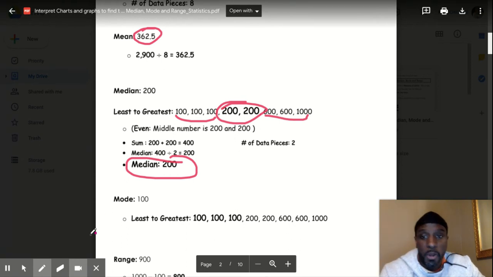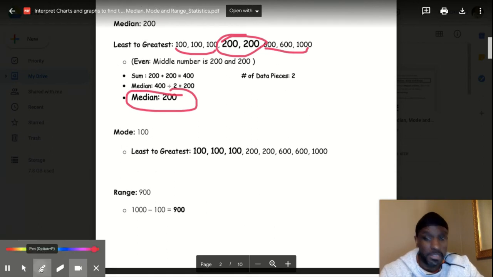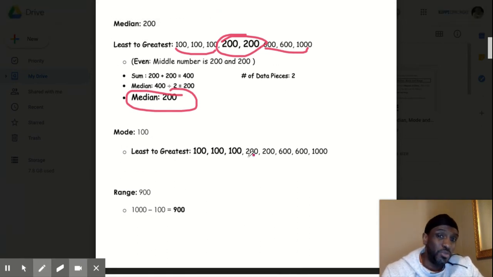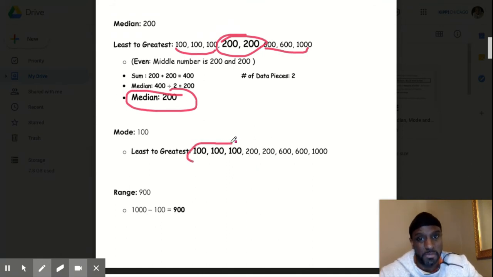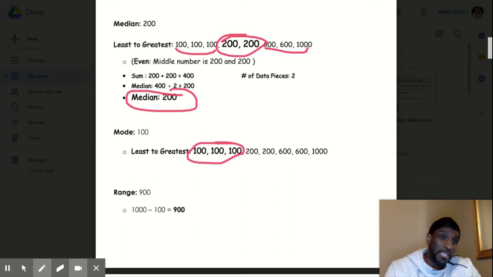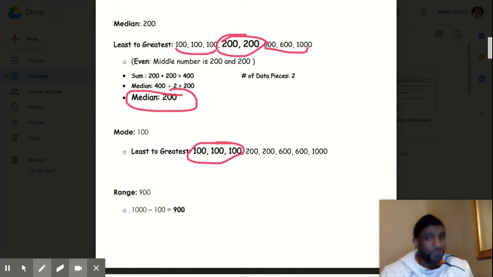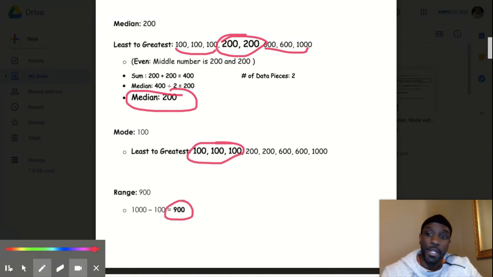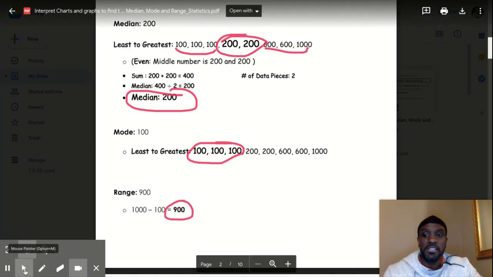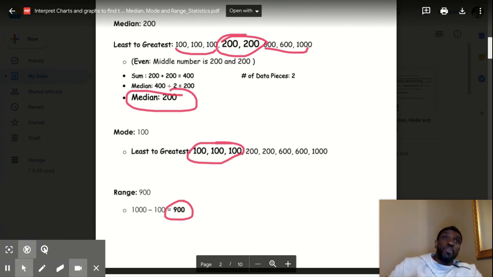Now, the mode. The mode is the number that appears the most often. Looking at this, I only have one number that's appearing the most. 200 appears 2 times. 600 appears 2 times. 1,000 appears 1 time. But 100, bam, it appears 3 times. So the mode is 100. It's the number that just appears the most often. Now, the range is the highest number minus the lowest number. Highest is 1,000, lowest is 100, the range is 900. Bam. Real easy. Now let's look at some different types of tables or graphs that we can get. That was a line graph that we did.